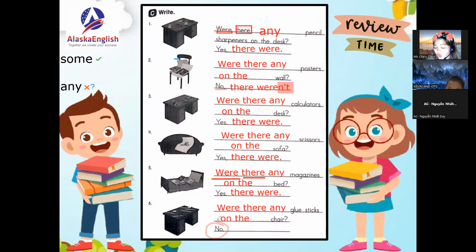The answer is no, meaning it's negative. So what would be our answer? No, negative form. Otis, negative form right there. We are adding not to the end of the phrase. So we say no.